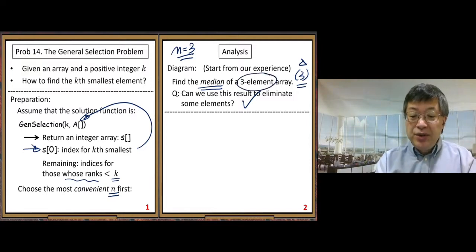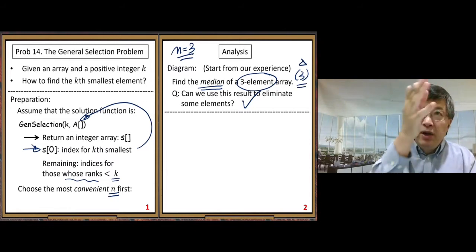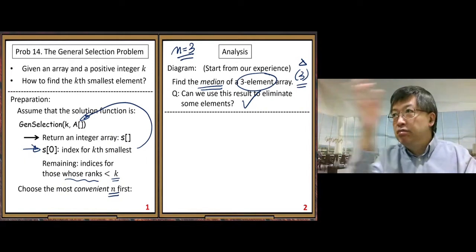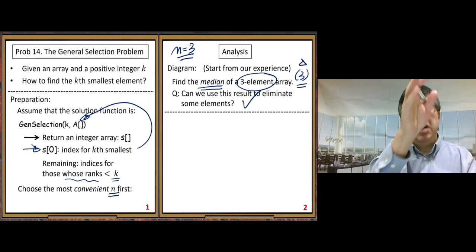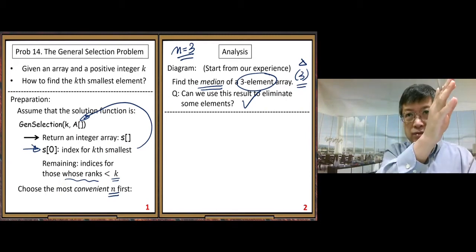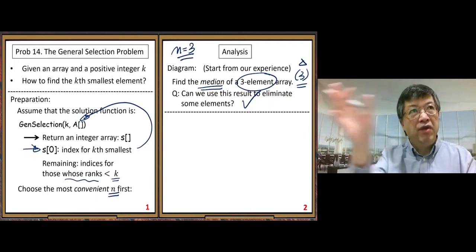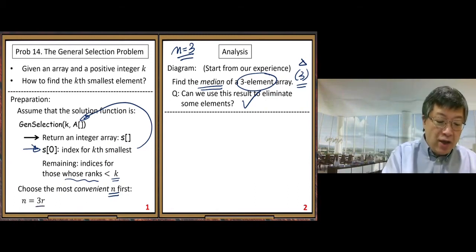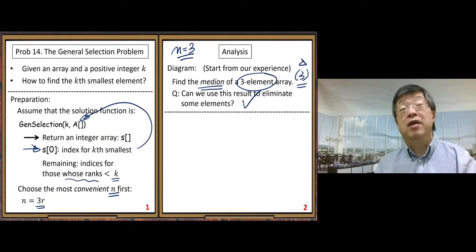Because we need to find the median for 3 elements, we need to group the given array in 3-element groups. Each group has 3 elements, and we will try to put all the elements in different 3-element groups. In that way, the most convenient n is a multiple of 3, 3r.